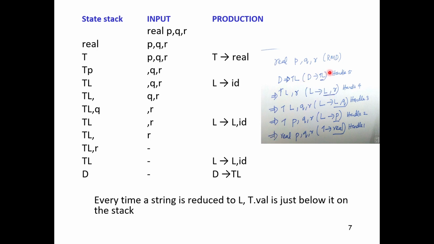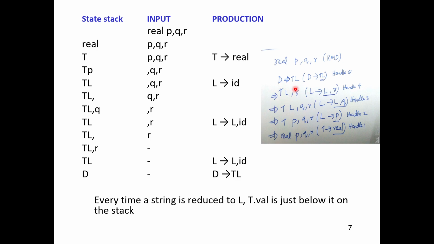So the same thing we have to perform. Basically, bottom-up parsing is a rightmost derivation in reverse order. So initially you find the rightmost derivation, D is TL. In the production D is TL, we have expanded the start symbol capital D.